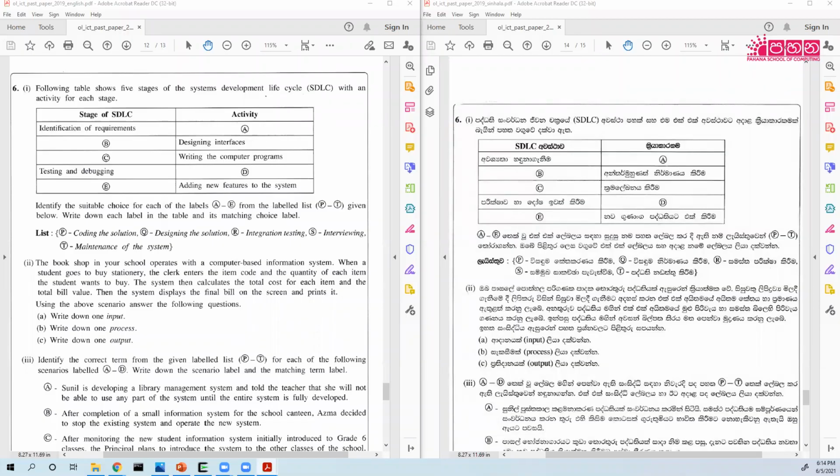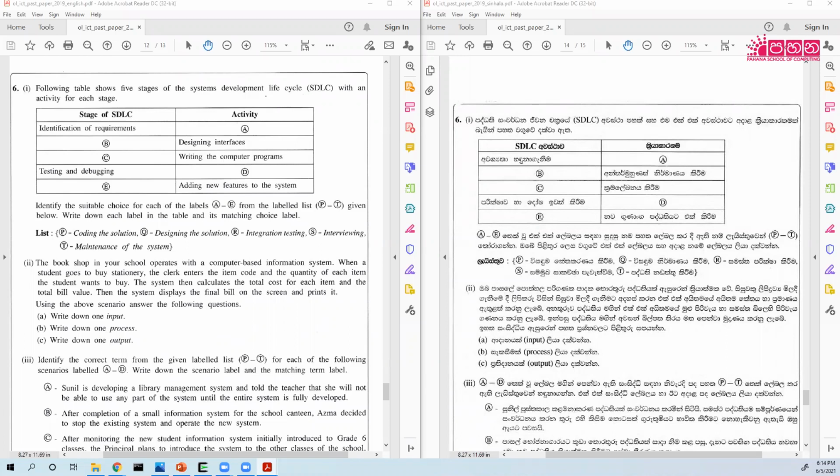So this is 2019 part 2, question number 6 on SDLC. There's a table and we have to match the missing labels in the list given.